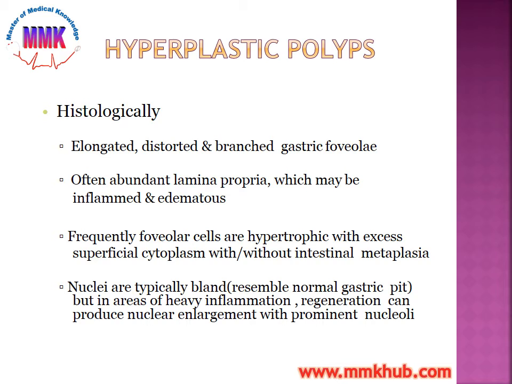Histologically, the hyperplastic polyps show elongated, distorted and branched gastric foveolae, often abundant lamina propria which may be inflamed and edematous. Frequently, foveolar cells are hypertrophic with excess superficial cytoplasm with or without intestinal metaplasia. Nuclei are typically bland and resemble normal gastric pit, but in areas of heavy inflammation, regeneration can produce nuclear enlargement with prominent nucleoli.